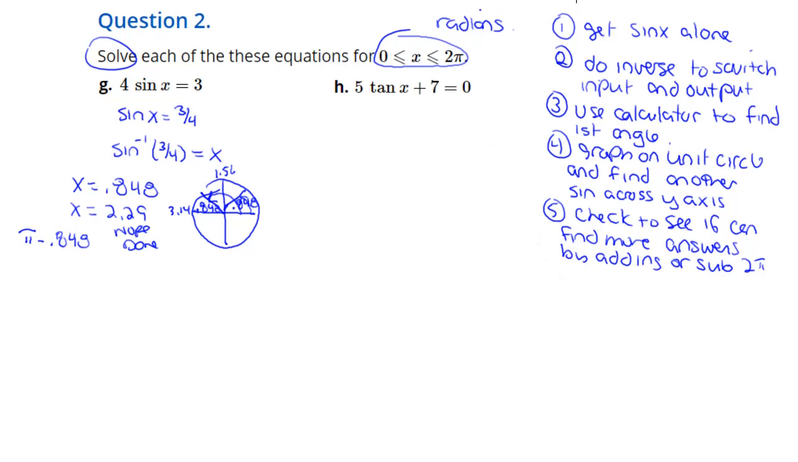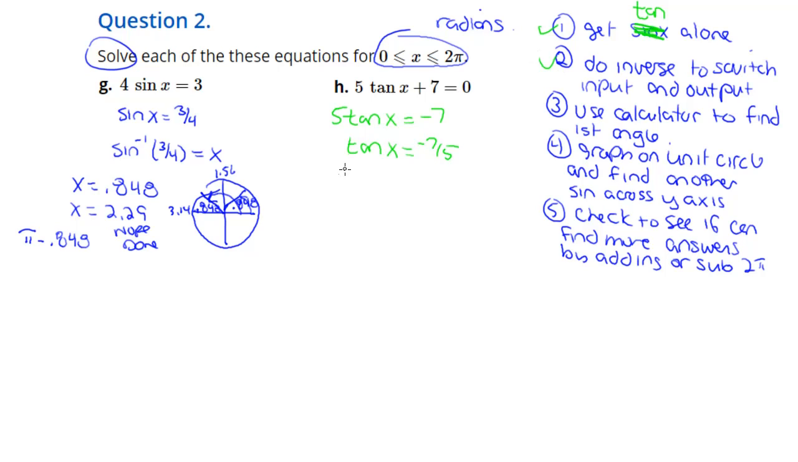And H, same thing. We're going to follow similar steps. We have to get tangent x alone. In this case, we're just going to subtract 7, and then we're going to divide by 5. And that gives me tan x is equal to negative 7 over 5.